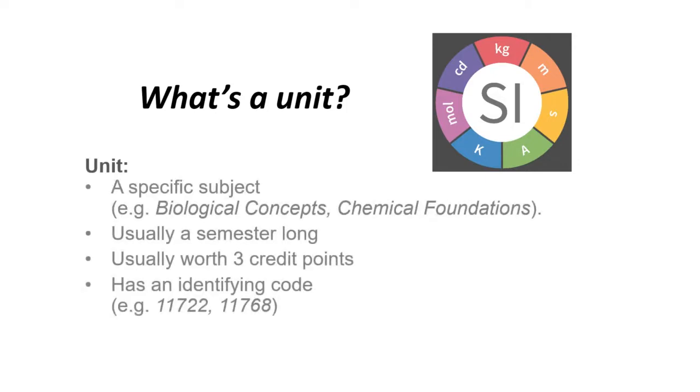A unit is effectively a subject. Okay, so it's a specific subject. It might be biological concepts or chemical concepts or contextual physics. It is usually one semester long, and typically they are worth 3 credit points. We do refer to them as biological concepts and so on, but each of them also has an identifying code, and we tend to shorthand to this wherever possible. So biological concepts, for instance, is otherwise known as 11722, Chem Foundations 11768, and so on. Okay, so each unit has a unit code.